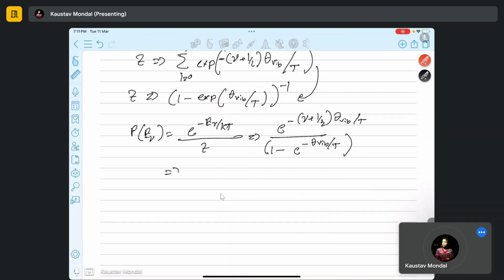Now, as nu can become very high for this kind of system, because the temperature is very high, you can easily neglect this half factor, right? And you can write it like e to the power minus nu theta v by t, times 1 minus e to the power minus theta v by t. Okay.